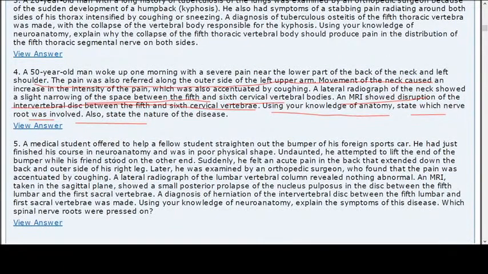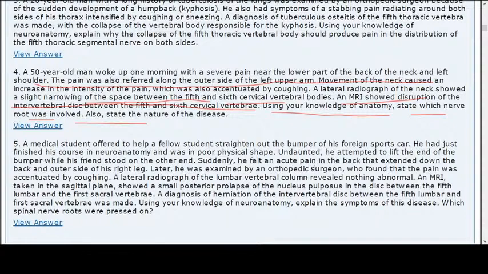No idea. A medical student offered to help a fellow student straighten out a bumper. He had just finished the course of neuroanatomy and was in poor physical shape. Undaunted, he attempted to lift the end of the bumper while his friend stood on the other end. Suddenly, he felt an acute pain in the back that extended down the back and outer side of his right leg.